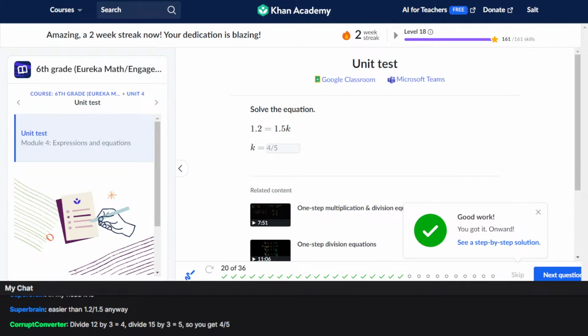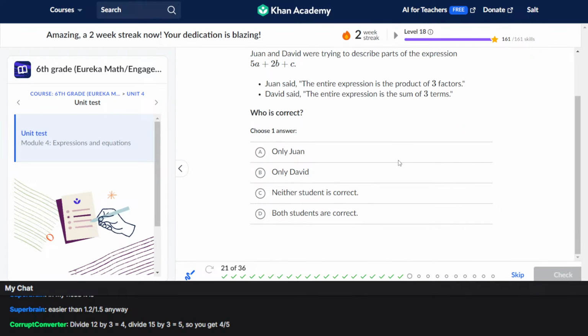Yeah, somehow 2.4 divided by 3 or over 3 is like just as hard as 1.2 over 1.5 for me, I think. Or I don't know, I can't just look at it and solve that one.